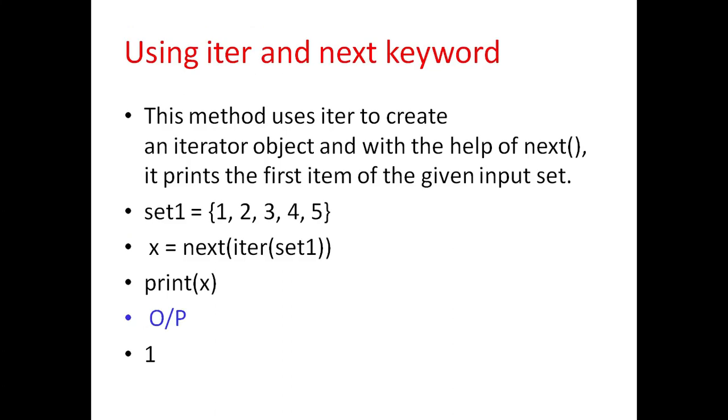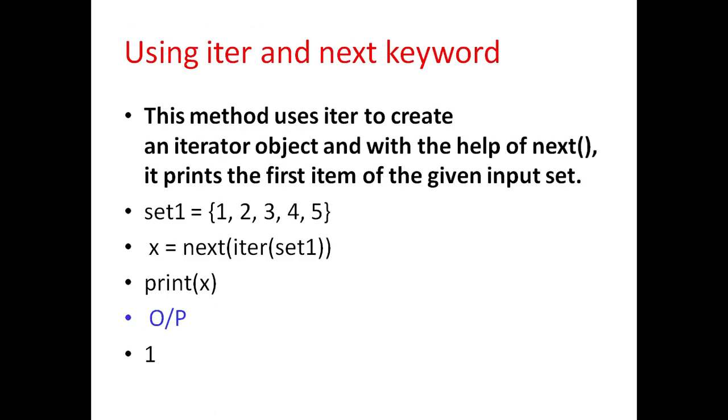Next is using the iter and next keywords. This method uses iter to create an iterator object, and with the help of next it will print the first item of the given input set. For example, here set1 is defined with elements 1, 2, 3, 4, 5, and when we use next with iter it will print the output 1, since iter and next will print the first element from the set.